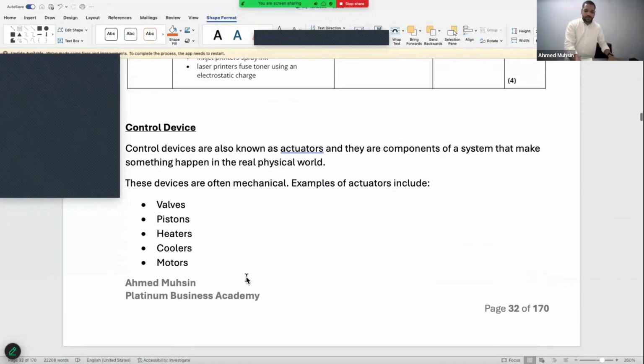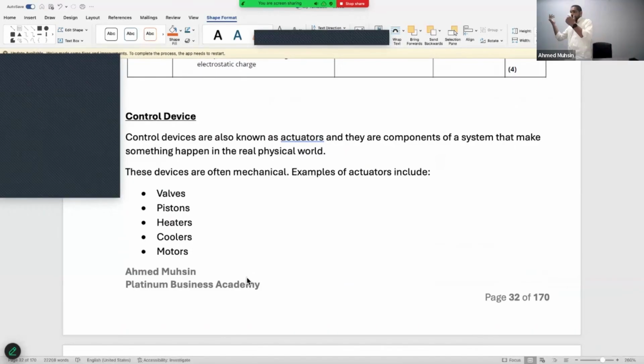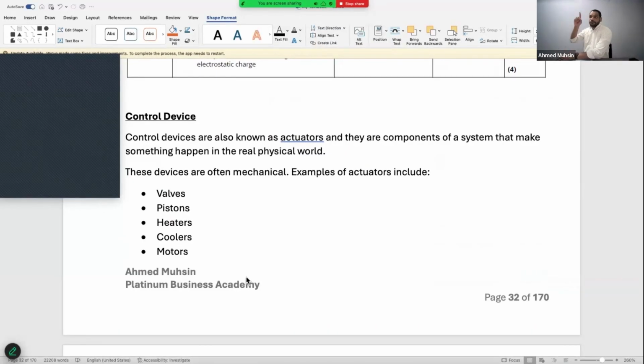Can we all have a look at control devices? What did I tell you all? Sensors will detect what's happening and inform the processor. The processor will make a decision: open the door, close the door, increase brightness, decrease brightness, make a sound. The processor will make a decision and inform the control device. The control device will then perform an action.